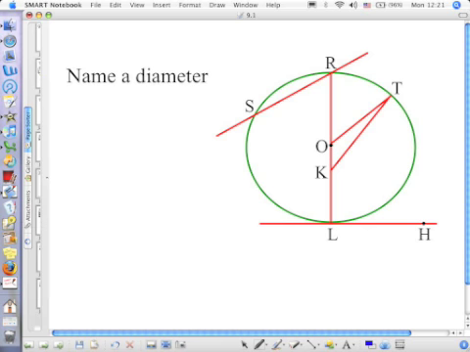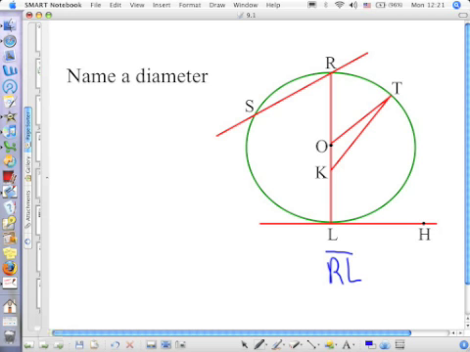Name a diameter. Segment RL. Segment RL. And if you were going to write the segment, it does not have arrows. It's simply a straight line over the R and the L. There aren't any other points that we can connect and create a diameter with the points that are shown.